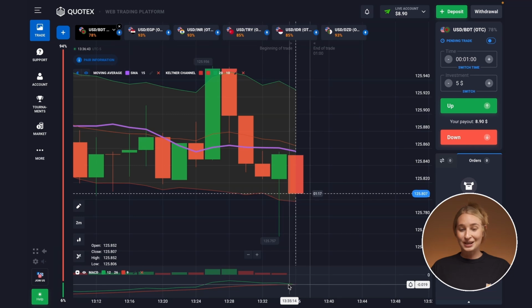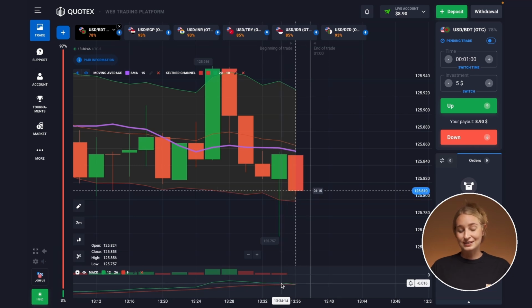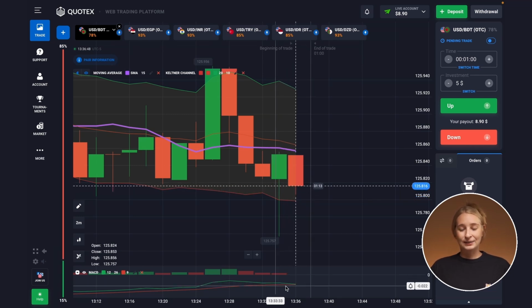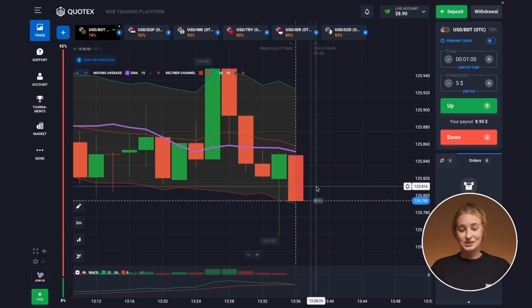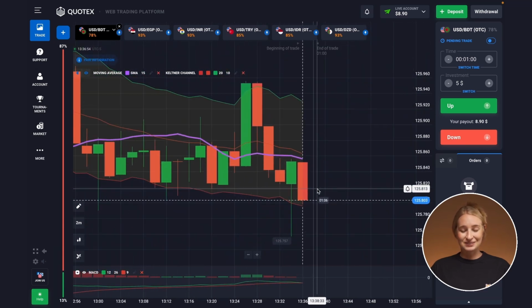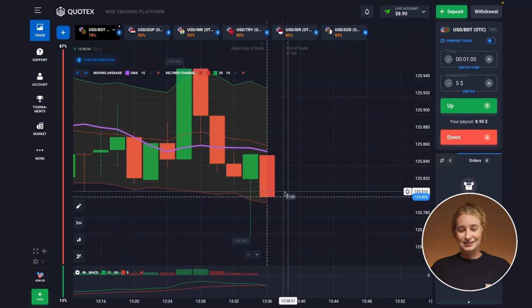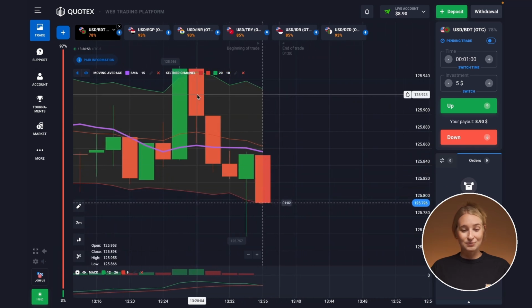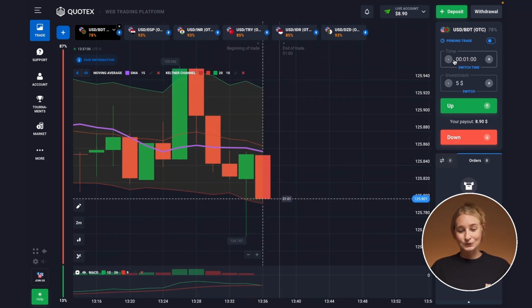Like the red one. So yes, and it was kind of also the signal to me to go with the call option in the next minute. And you see, today I'm using 1 minute for time expiration and 2 minutes for time frame. And let's go to the next currency pair, of course.